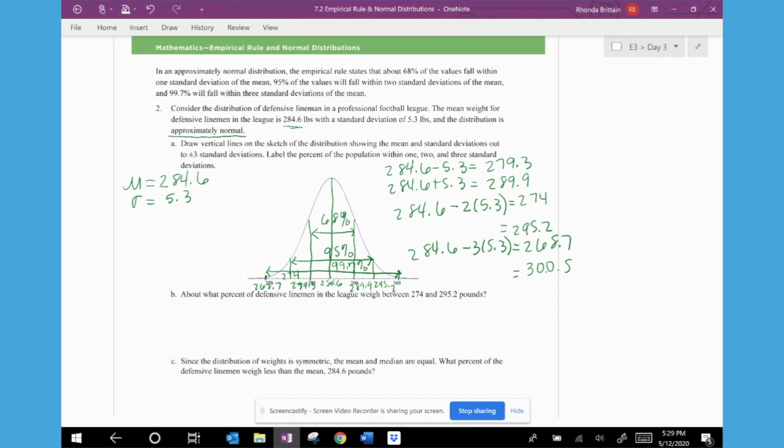Now, later in the lesson, I would encourage you to show kids what each of the percentages are between each of these bars. So we'll get to that when we look at part D.